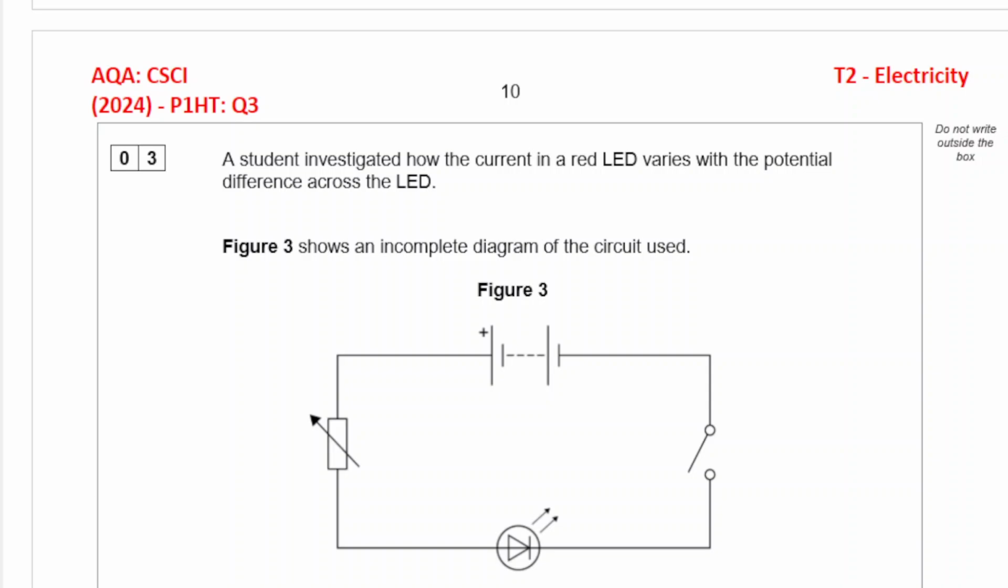In this video, I'm going to go through the AQA Combined Science from 2024, Paper 1, Higher Tier Physics. Question number 3 is on the topic of electricity.